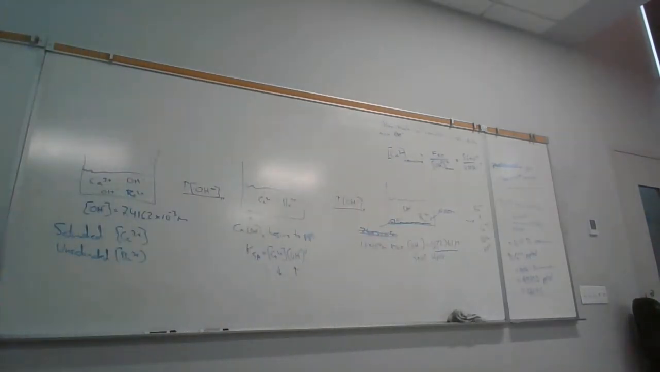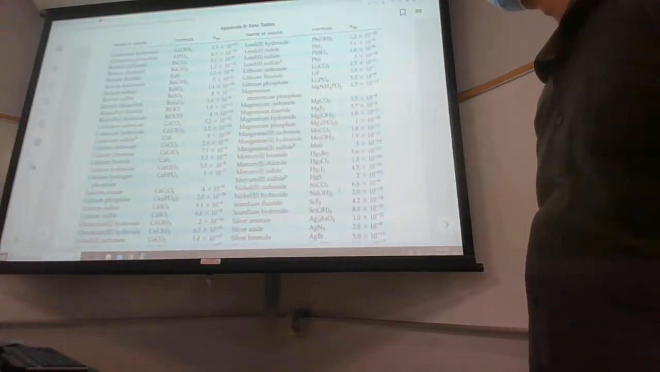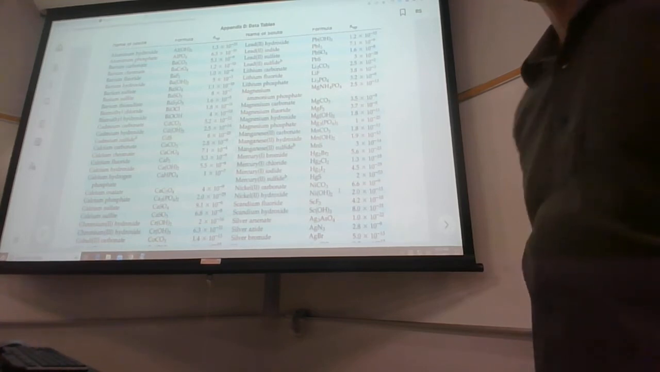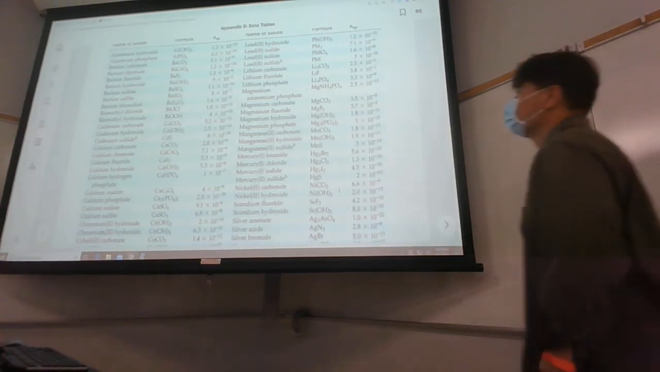There are things that are even more effective. For example, let's see. In the book's example, they try to separate lead and silver using iodide. And let me just look at silver.